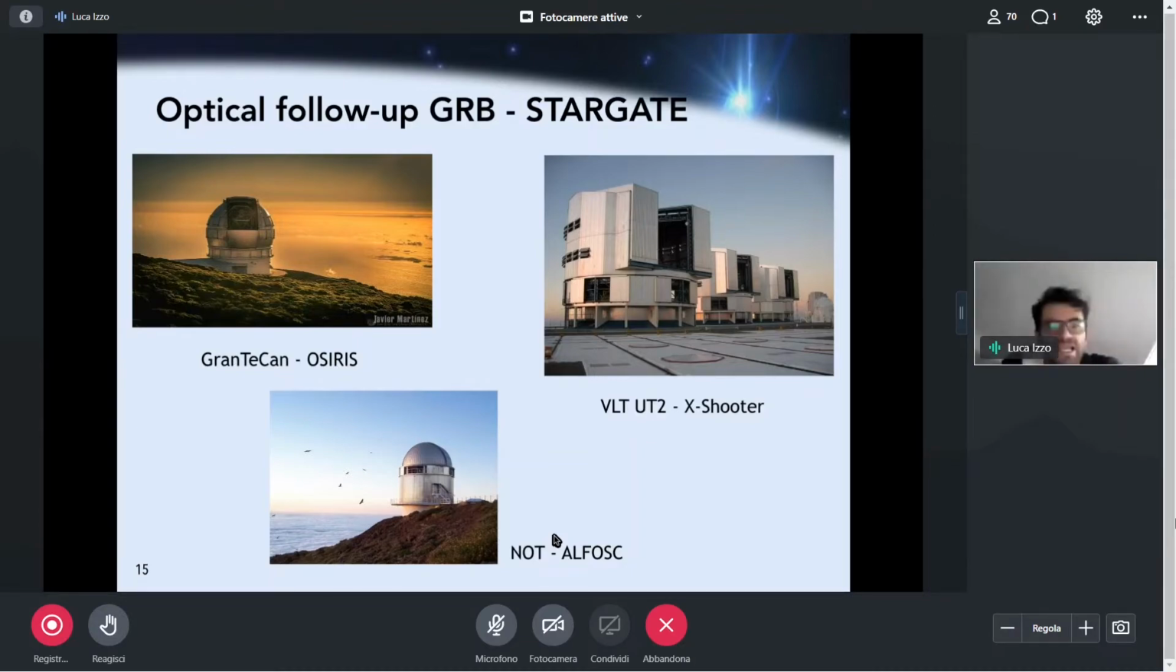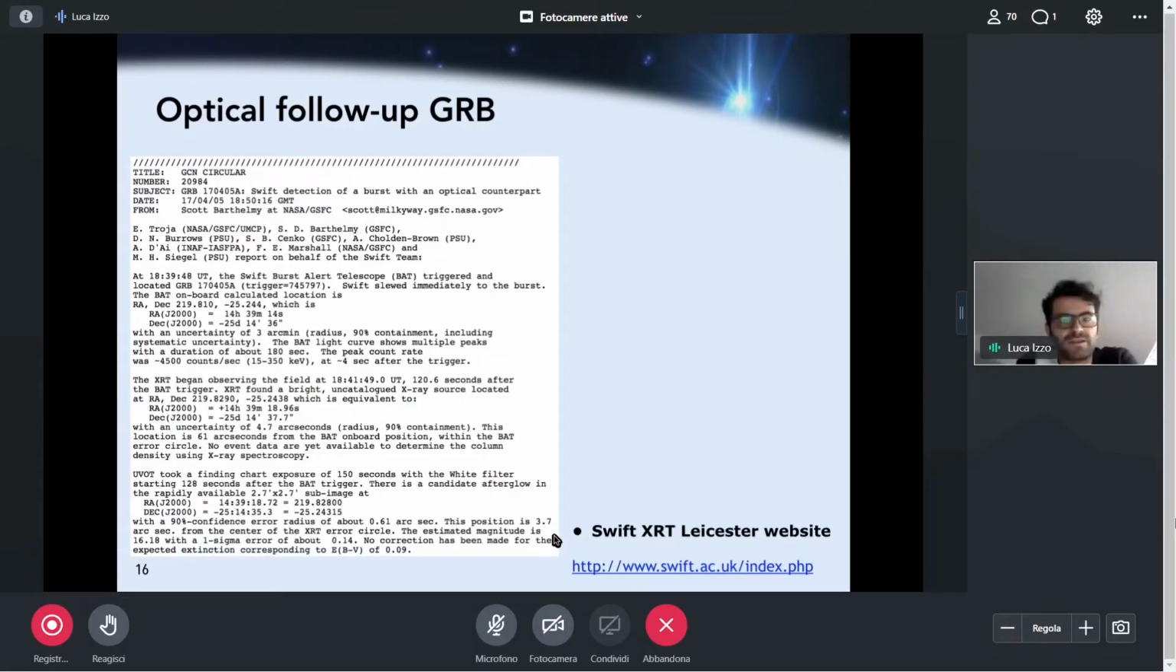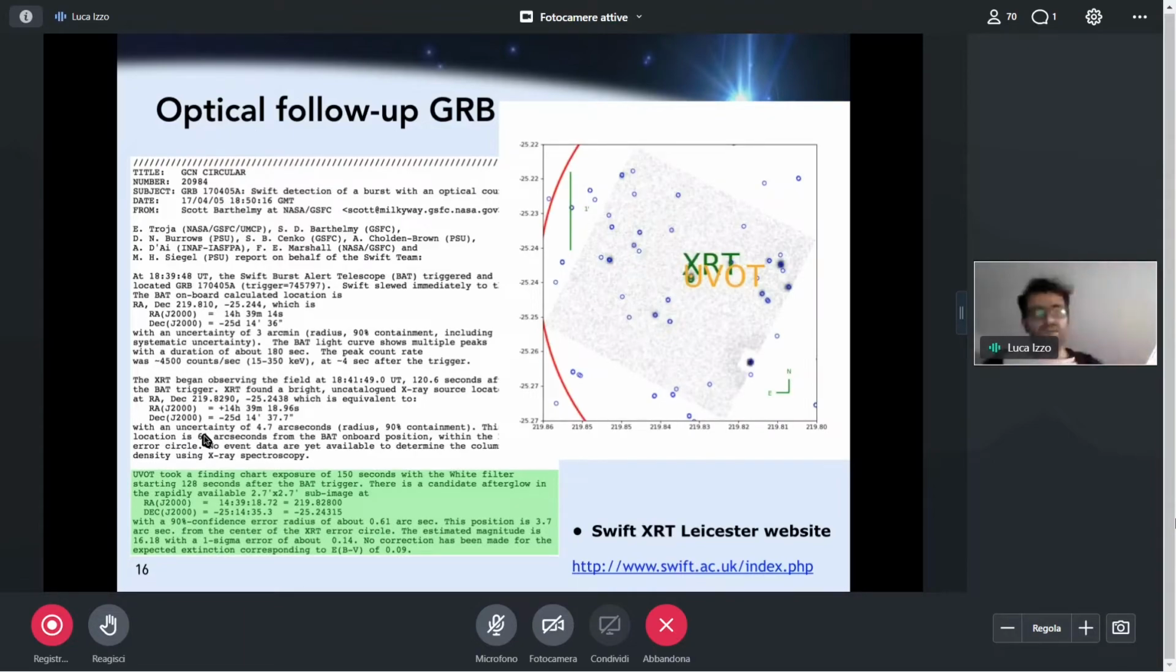So let's see what happens when we have some interesting source. The first information we get is from a GCN Circular. This is an example of an event that exploded 4 years ago, on the 5th of April, a GRB with an optical counterpart reported by the UVOT detector on board SWIFT. In this case there was a detection by UVOT with an estimated magnitude of 16 in the white filter. This is an image that can be easily obtained from the SWIFT website, a public resource that anyone can access.